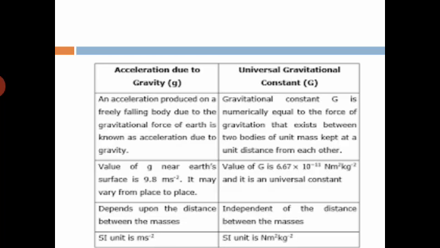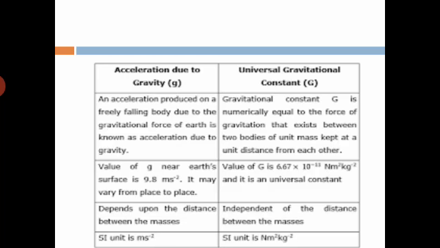Gravitational constant G is numerically equal to the force of gravitation that exists between two bodies of unit mass kept at unit distance from each other. The value of g near the Earth's surface is 9.8 meter per second square. It may vary from place to place. The value of G is 6.67 multiplied by 10 raised to power minus 11 Newton meter square per kg square, and it is a universal constant.